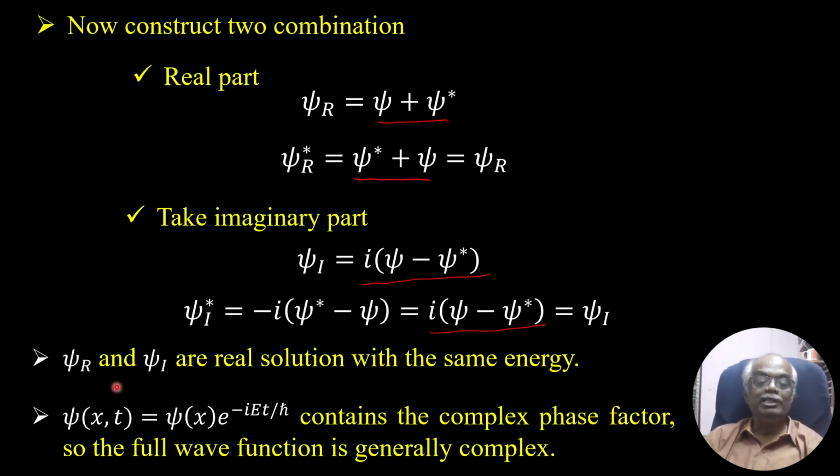So it will happen that ψ_R and ψ_I are real solutions with the same energy. Remember that ψ(x,t) is equal to ψ(x) e^(−iEt/ħ), which contains the complex phase factor. This is the phase factor. I have explained it many times in my lectures. So the full wave function is generally a complex one.